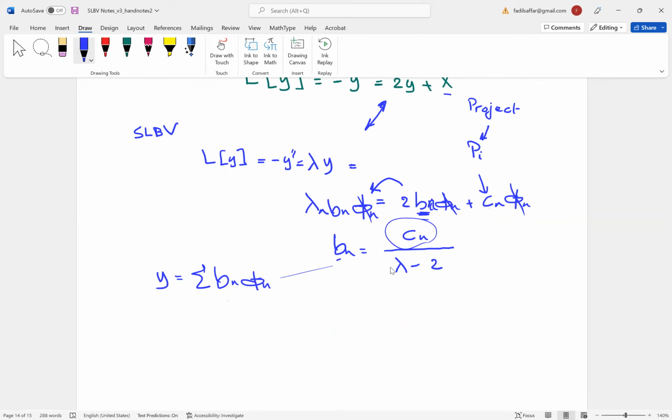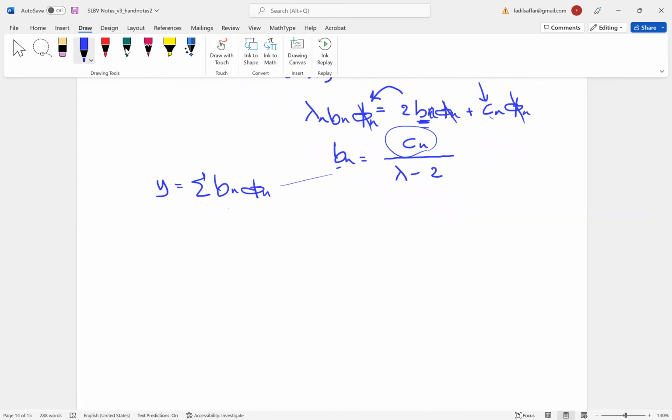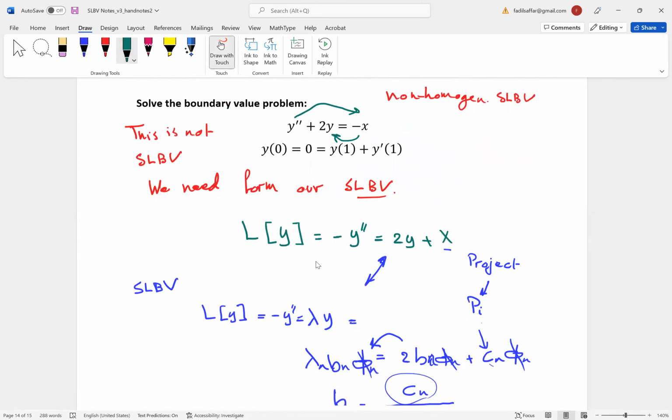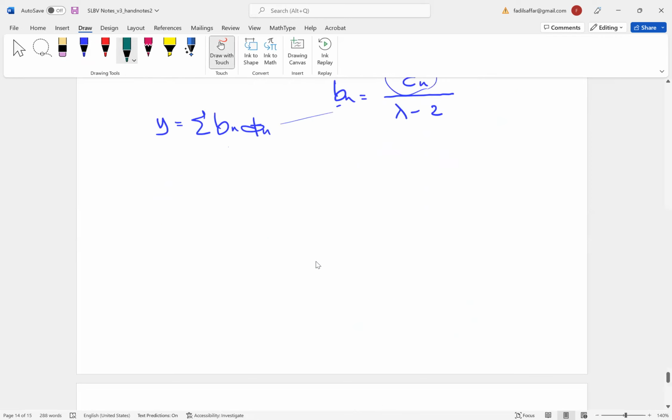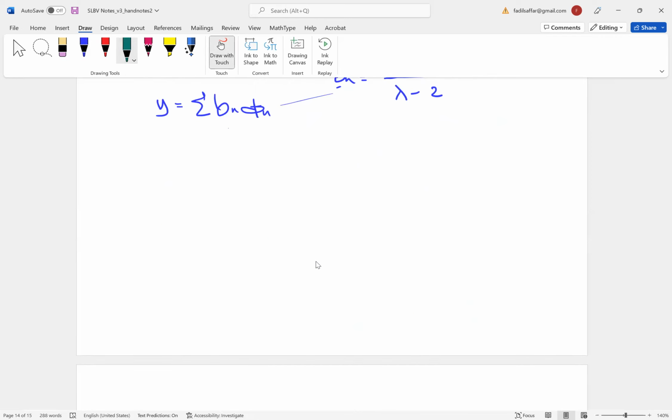So the first step is to find all of these values, to find Bn and this Cn value, which is nothing but the projection. We need to find the eigenfunction. So let's solve the eigenfunction from the SLBV problem. So the eigenfunction now is L y equal to lambda y. And again, we're solving more like the homogeneous part.